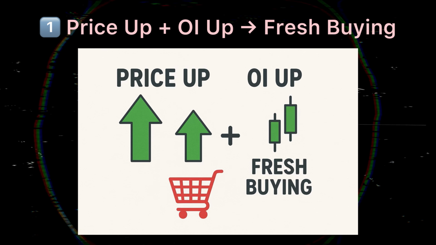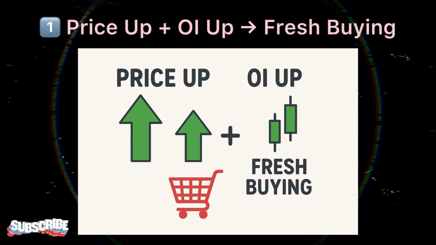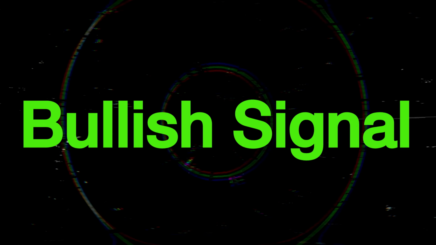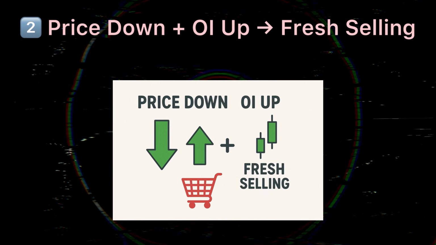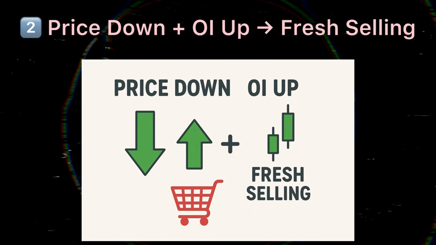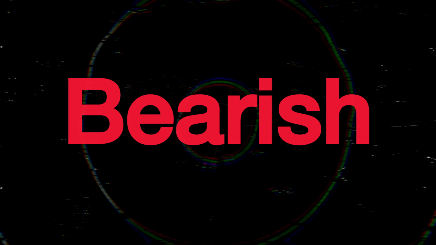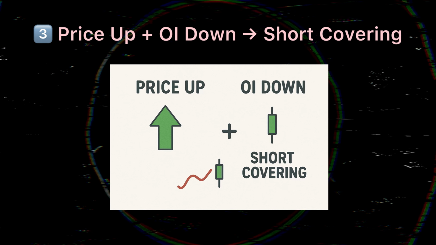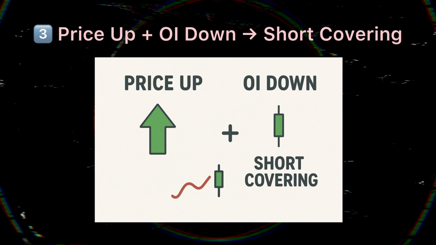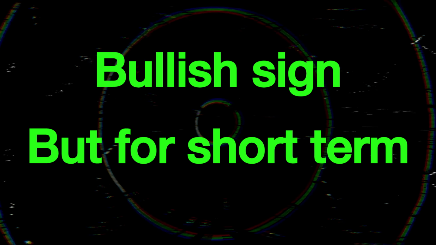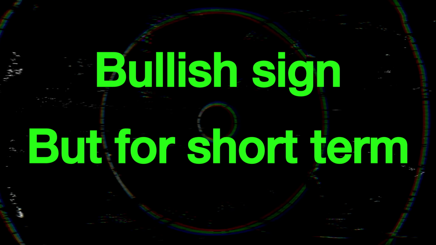First, when the price is increasing and open interest is also increasing, that's fresh buying. This means traders are entering new positions, and it's a bullish sign. Second, when the price is decreasing and open interest is increasing, that means fresh selling. This means traders are opening new short positions, and it's a bearish sign. Third, when the price is increasing and open interest is decreasing, that means short covering. Traders who sold earlier are now buying back to exit. This is a bullish sign, but usually for the short term.